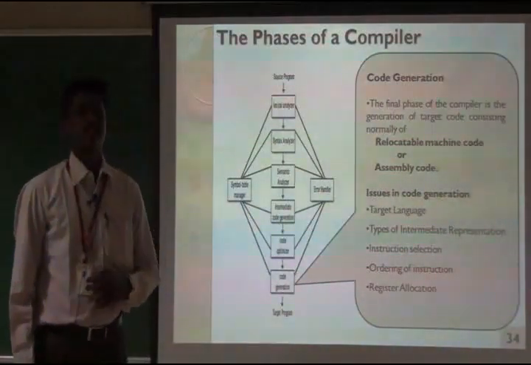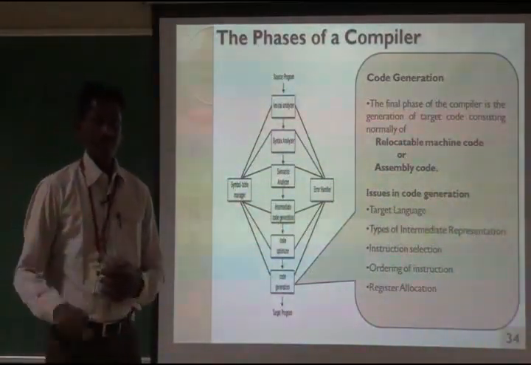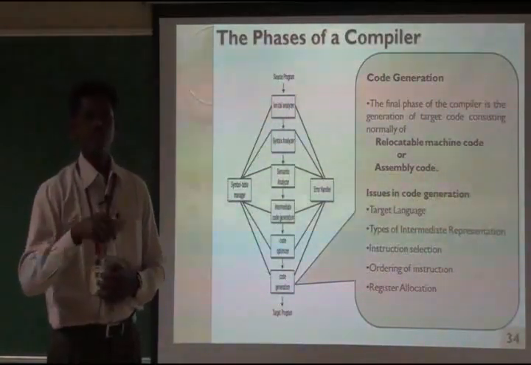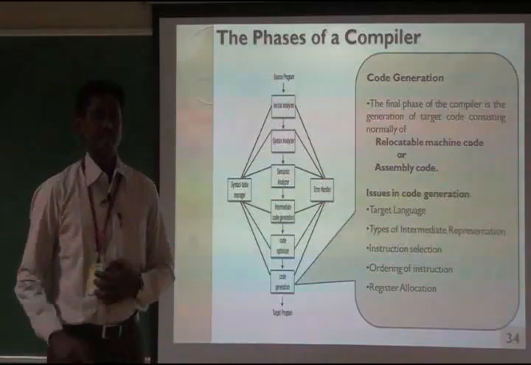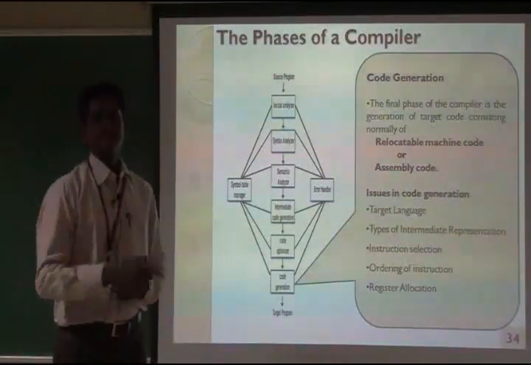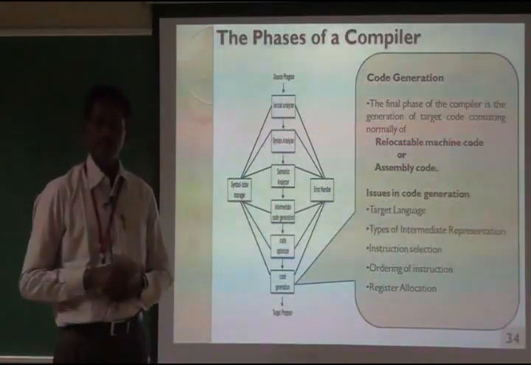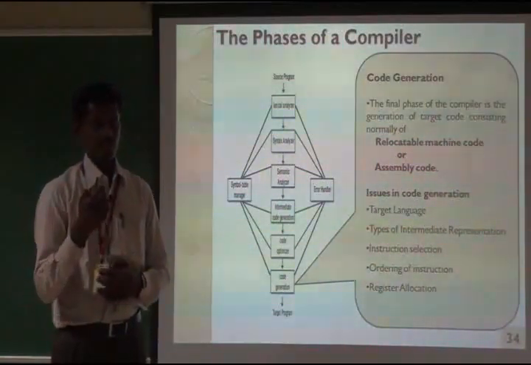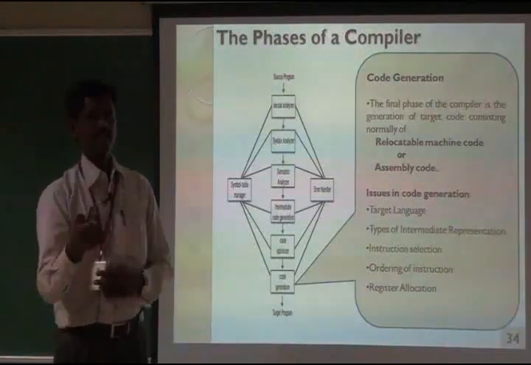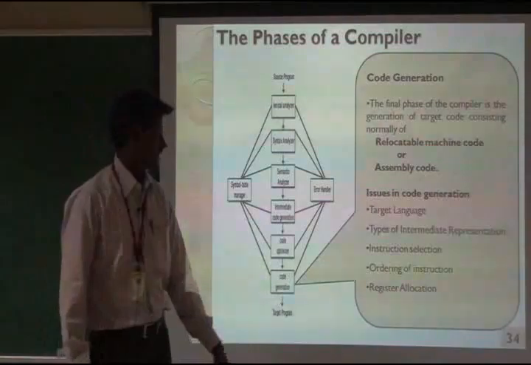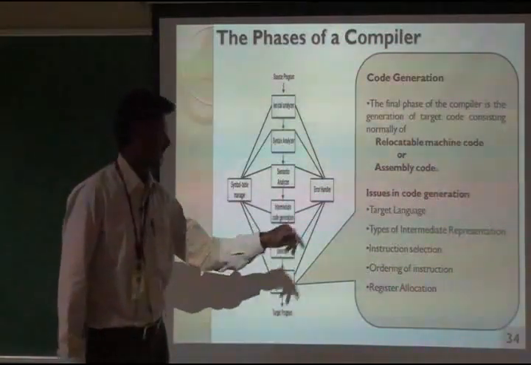Then instruction selection. If your machine has an increment instruction, you must use the increment instruction. Otherwise, you may use the add instruction. We already have an example, a equal to a plus 1. For that, you may use the add instruction or the increment instruction. Better to use the increment instruction. That is instruction selection.